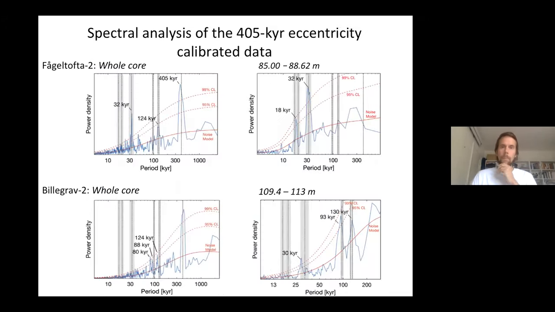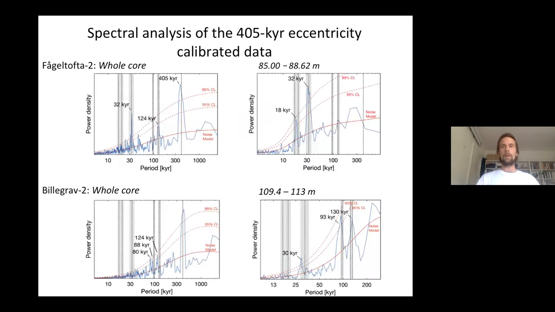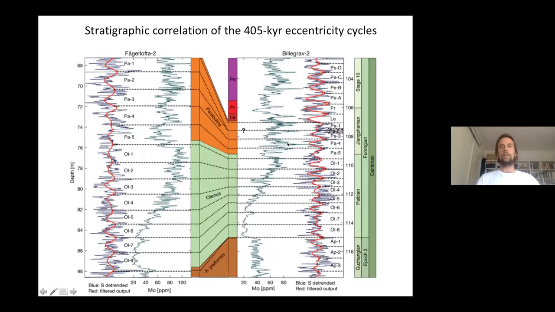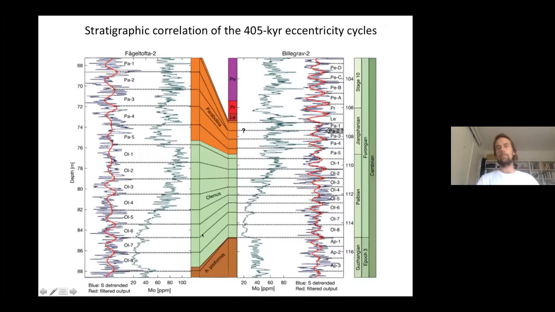So then we can calibrate our data to this time frame we got here and reanalyze the data. When we do this for the Fogelsopter 2 core, a really significant peak occurs at 32,000 years. This is the obliquity period we find here. But also, if we zoom in on the lower Ulinus superzone, we also find the precession cycle along with the obliquity cycle. So these are the two cycles as we zoom in on this interval.